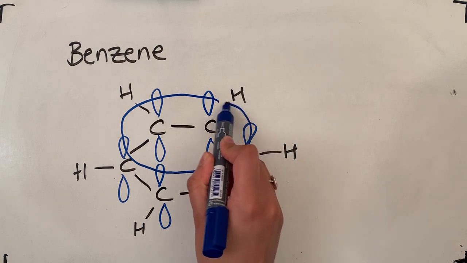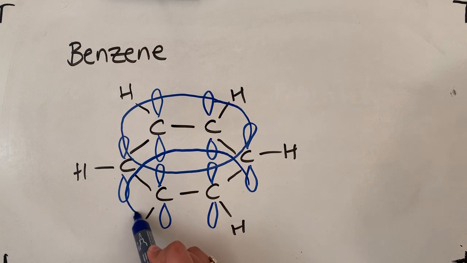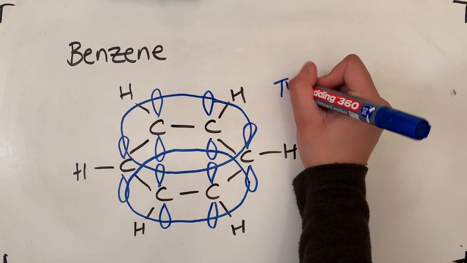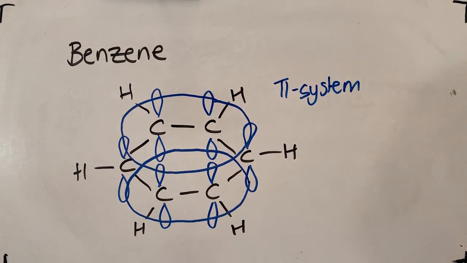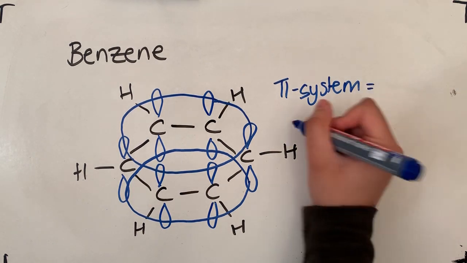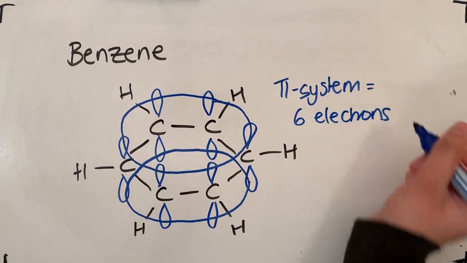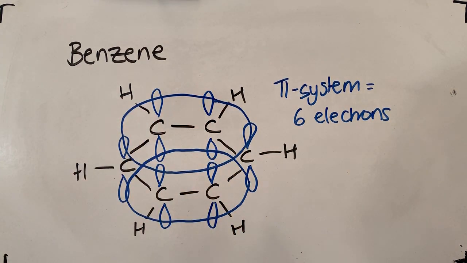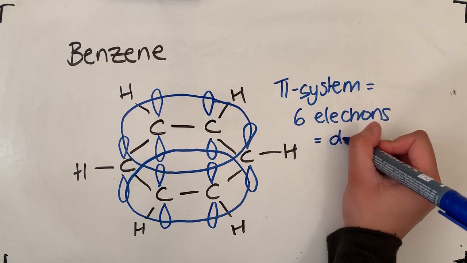So these are the ones at the top overlapping, these are the ones at the bottom overlapping, and that forms that pi system above and below the plane of the atoms. So in this system we have 6 electrons, and because they are free to move around anywhere in that pi system above and below, we say that those electrons are delocalized.